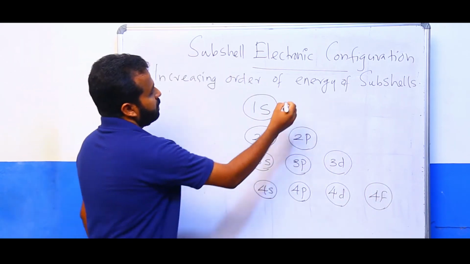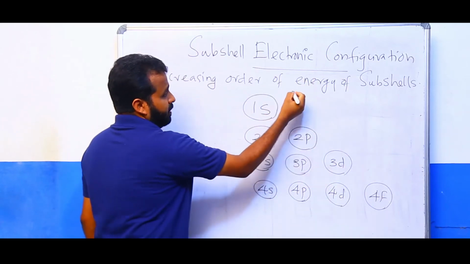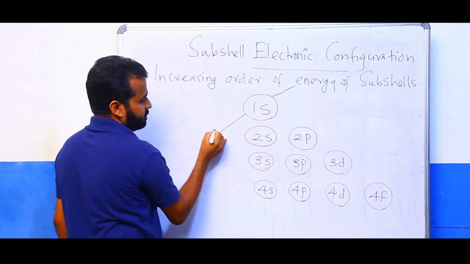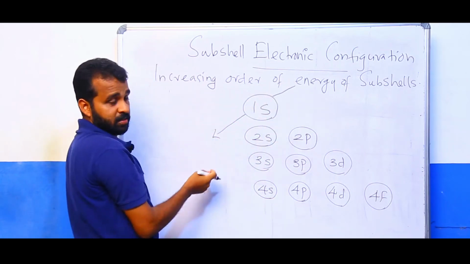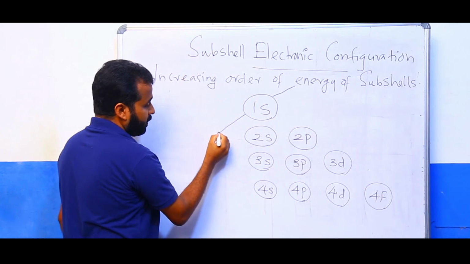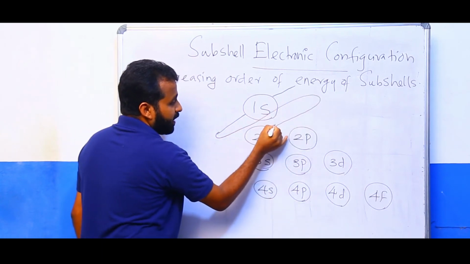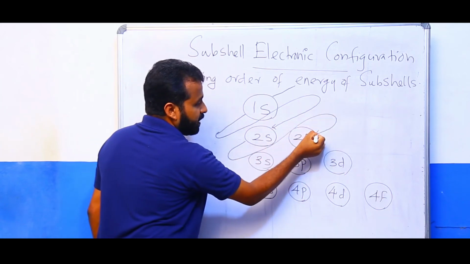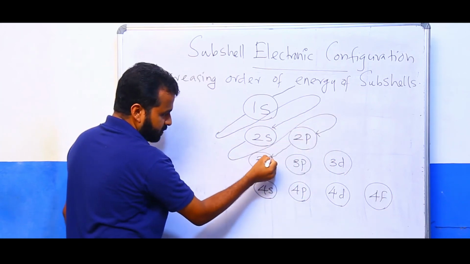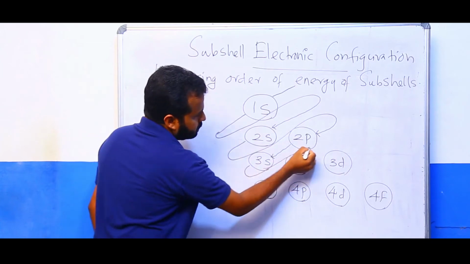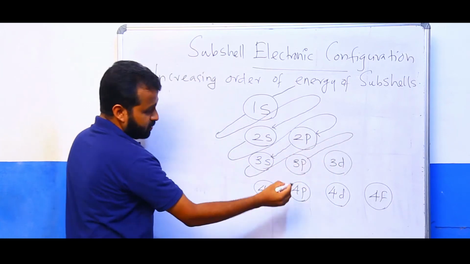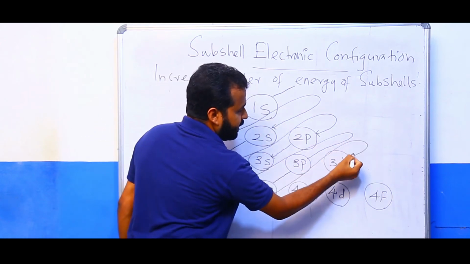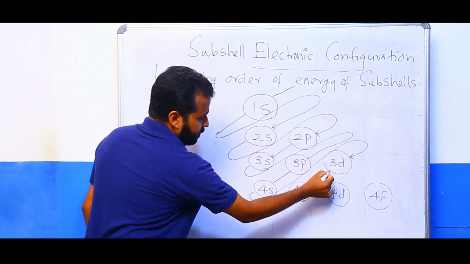Then this is the increasing order of energy of subshells. Listen. First of all, we fill electrons in 1S. After 1S, electrons are filled in 2S. After 2S, electrons are filled in 2P. Then 3S. Then 3P. Then 4S. Then 3D. Then 4P.